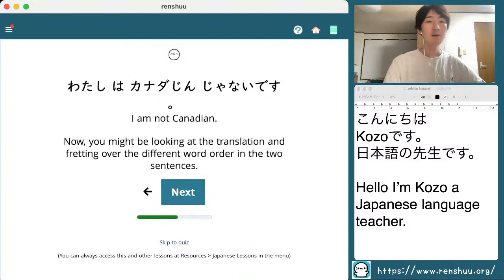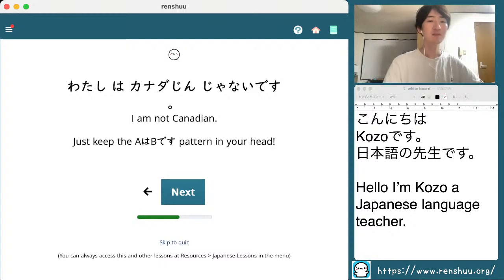Now you might be looking at the translation and fretting over the different word order in the two sentences. Okay. Just keep the A or B this pattern in your head.